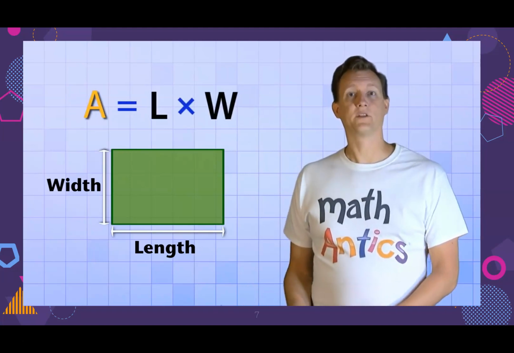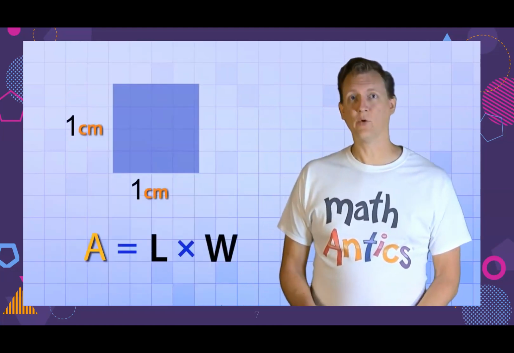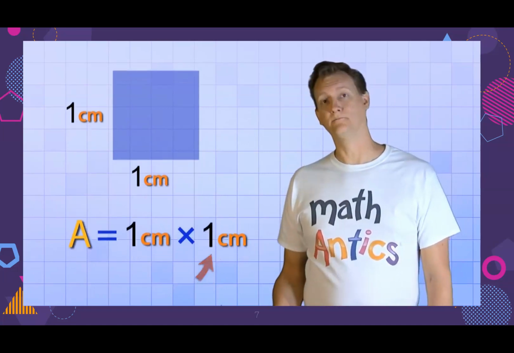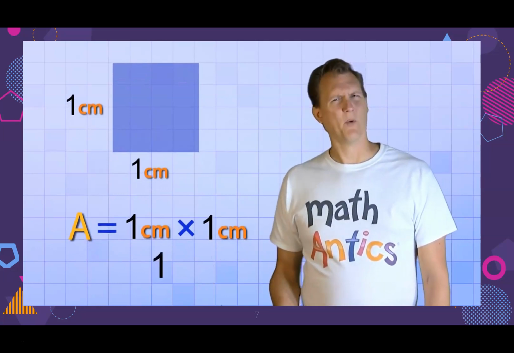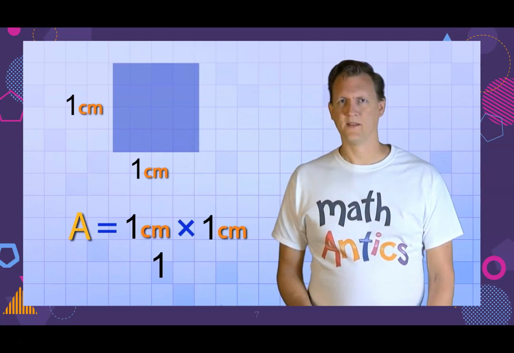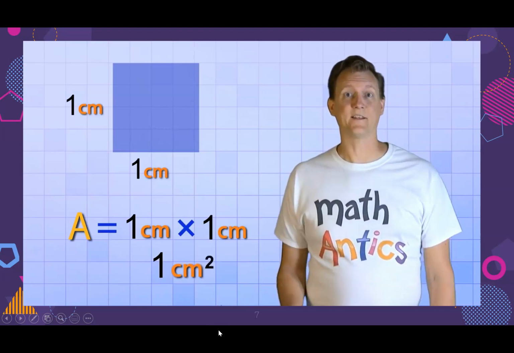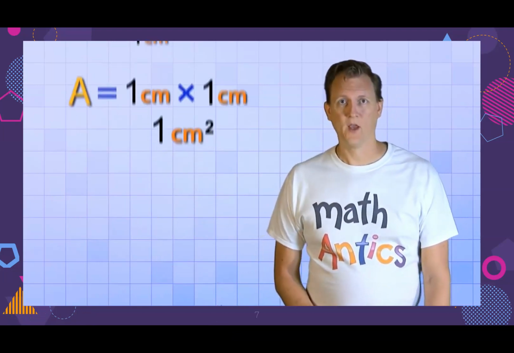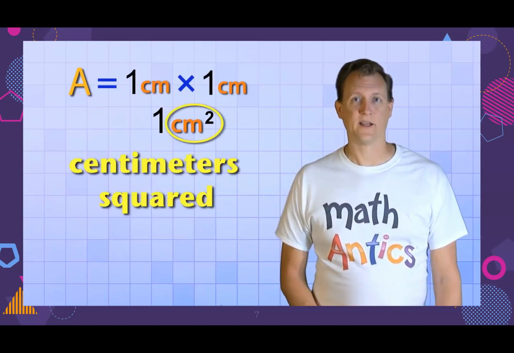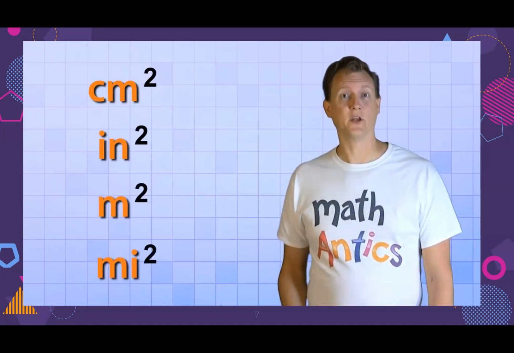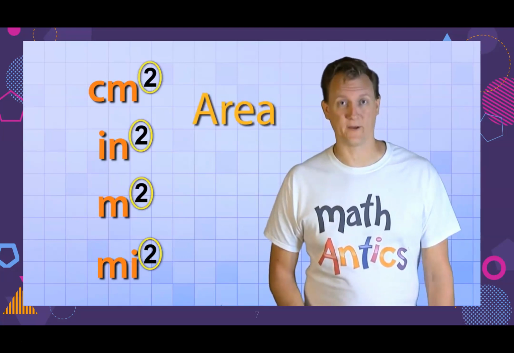So let's see if that formula works for our original square centimeter. If we multiply the length, 1 centimeter, times the width, 1 centimeter, what do we get? Well, 1 times 1 is just 1. But what about centimeter times centimeter? Centimeter times centimeter just gives us square centimeters, which we can write like this using a 2 as an exponent. We read this as centimeters squared, and it's just a shorter way of writing centimeter times centimeter. So whenever you see units like centimeters squared, or inches squared, or meters squared, or miles squared, you know it's a measurement of the two-dimensional quantity area.